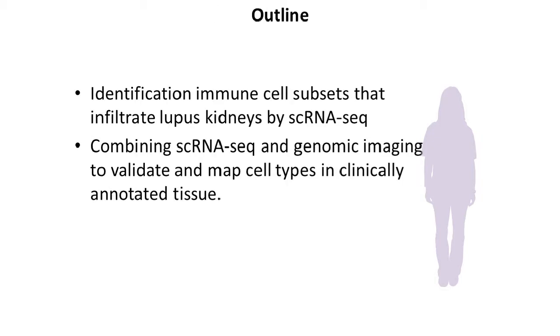So for the rest of the talk, I want to discuss the identification of immune cell subsets that infiltrate the lupus kidney, and an effort by a large consortium that utilized a new technology, single-cell RNA sequencing. And then these are my follow-up efforts that combine single-cell RNA sequencing with genomic imaging to validate and map the cell type genes in clinically annotated tissue.